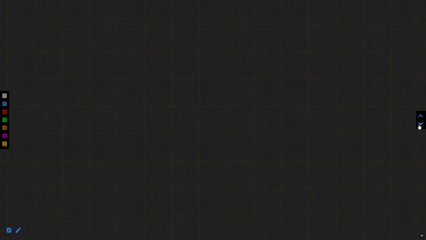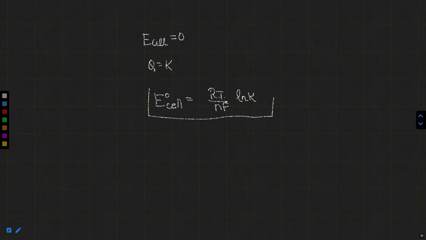Then we moved to equilibrium. At equilibrium, we have said that the value of E cell is equal to 0 and Q is converted to K. Therefore, we have written that E naught cell is equal to RT by nF ln K. So these were all the equations that we studied today.